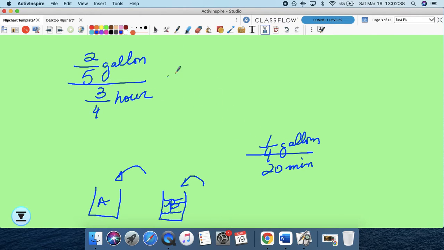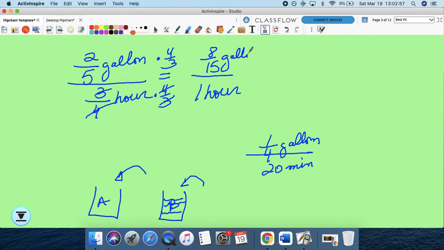Well, we can't compare like this. So let me change this to a unit rate. Let me change that to 1 hour. If I want to change that to 1 hour, I'm going to multiply that by 4/3, yeah? Cross multiply, top by 4/3. I get 8/15 gallons in 1 hour. Here, it's 20 minutes. I'm going to change that to 1 hour, which is 60 minutes. So multiply that times 3, and I get 3/4 of a gallon.